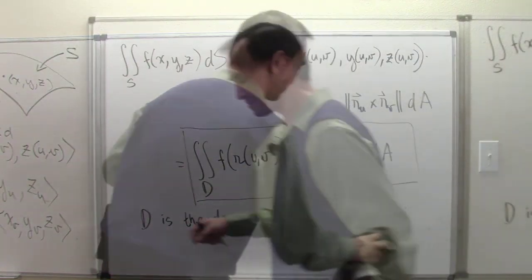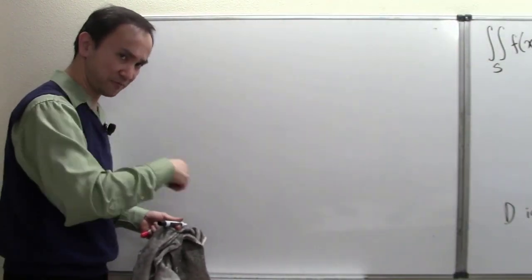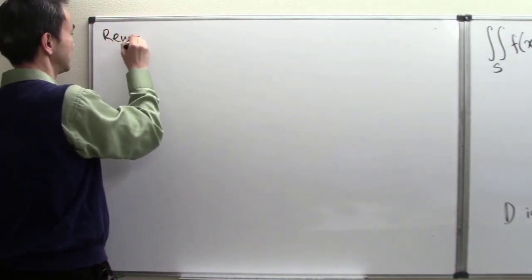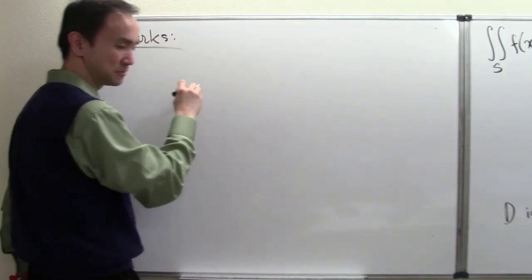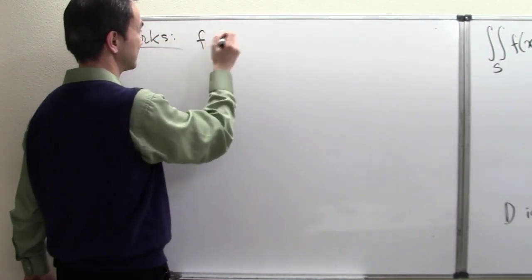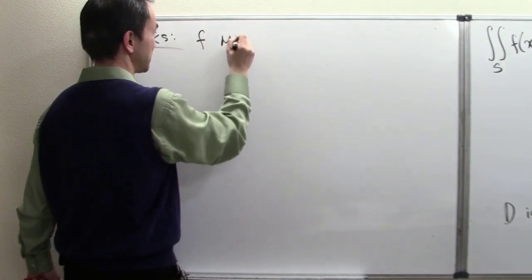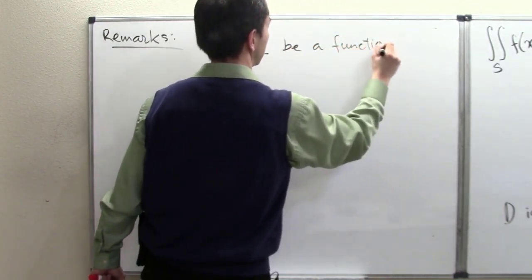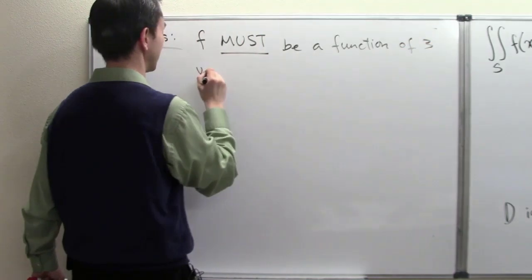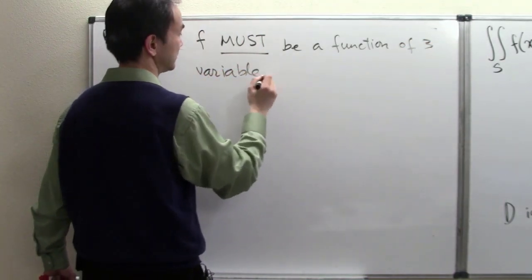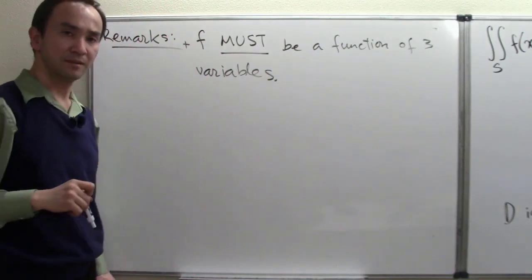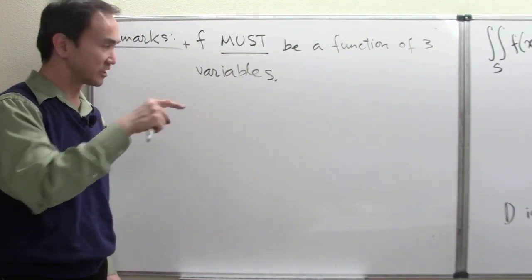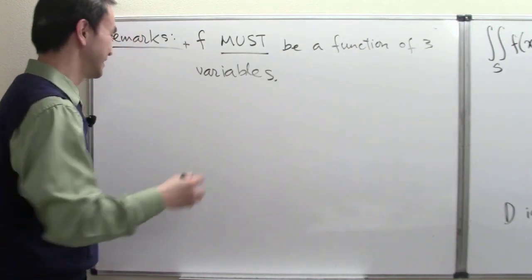All right, I have mentioned this throughout what I was going over earlier, but now it's worth nailing it down right here, with a couple of remarks. So the function f that we're doing here, the scalar function f, must be a function of 3 variables. That's one remark, very important to understand. Now, taking the integral is a double integral, but the scalar function itself has to be a function of 3 variables.